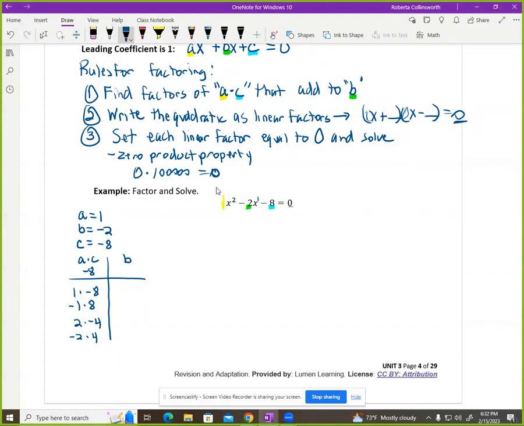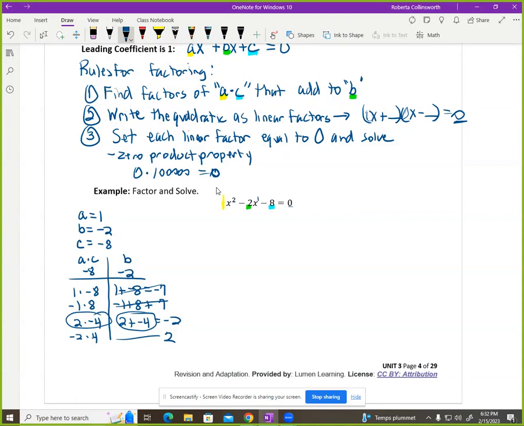So now I want to add those together to equal b. B is negative 2. That's what this says right here. Add to b. When I add 1 plus negative 8, I get negative 7. That is not equal to negative 2. So that's not going to be it. Negative 1 plus 8 is positive 7. That is not equal to negative 2. So that's not going to be it. 2 plus negative 4 equals negative 2. So that is it. These two factors are the ones I'm going to use. So I know this one's not going to be it. That's going to be positive 2.